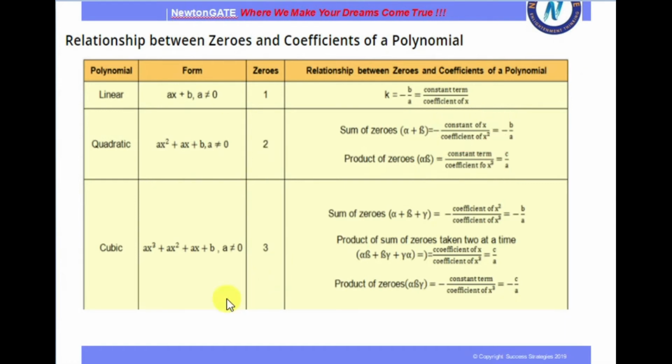For the cubic polynomial, we have ax cube plus bx plus c, and here also you have the sum of the zeros. It is minus the coefficient of x square divided by the coefficient of x cube. The sum of the products of zeros taken 2 at a time is c by a, and the product of zeros is minus c by a.